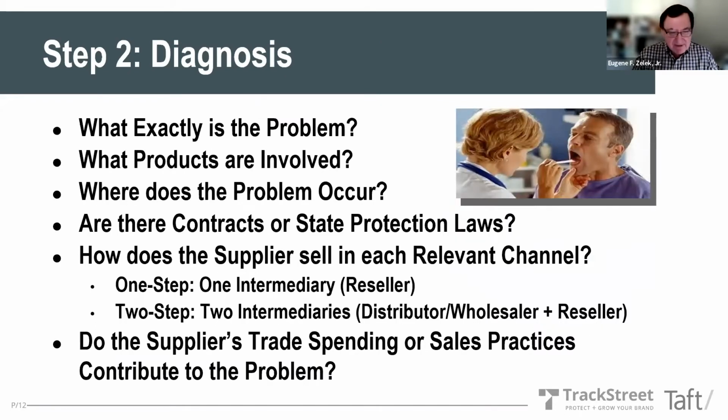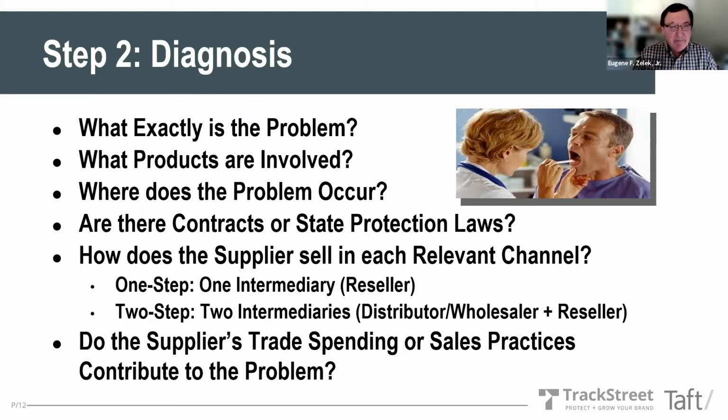Diagnosis. I can't emphasize this enough. There's a tendency on the part of a lot of companies just to immediately say, oh, we need a MAP policy. And you want to say, really? I think it's more important to stand back and say, what's the problem? Now, price erosion is probably the answer, but what products are involved? Everything or just some products? Where does the problem occur? Is it in all parts of the country or some parts of the country?